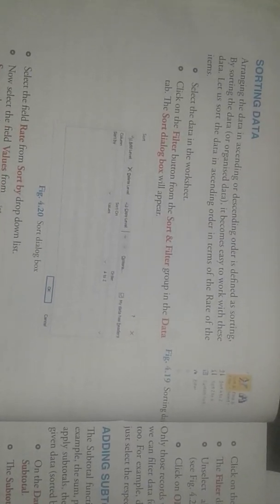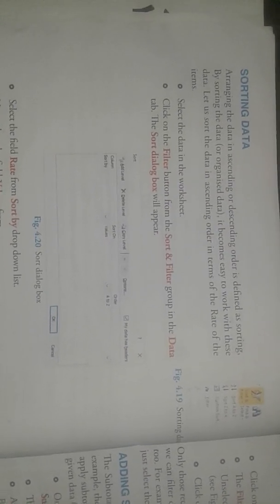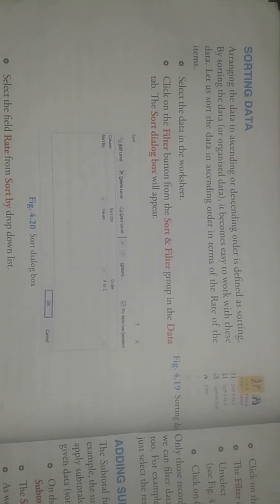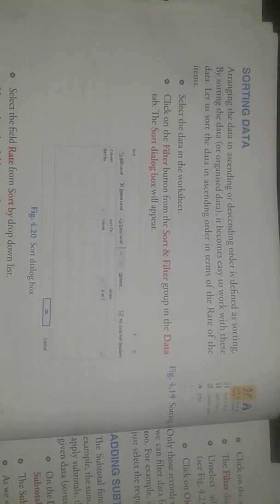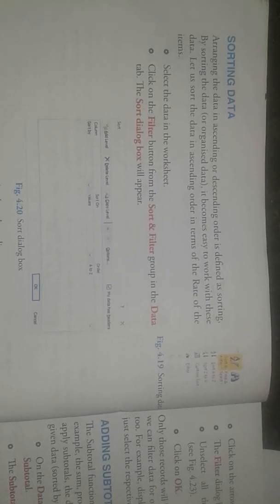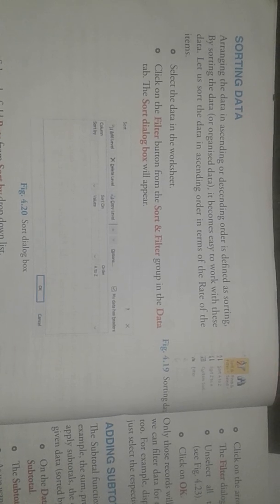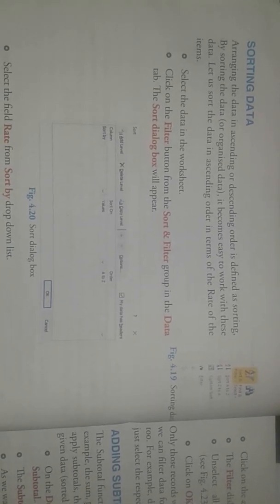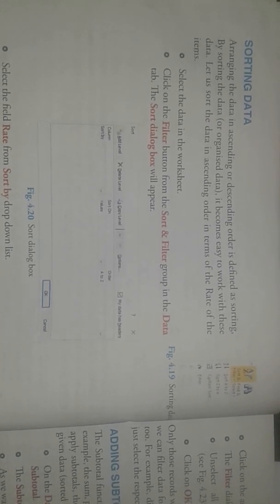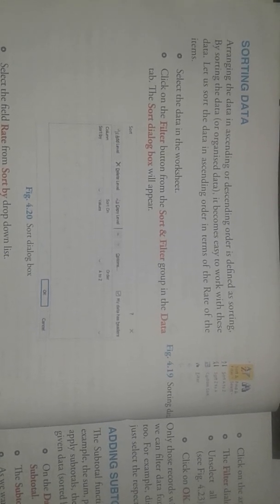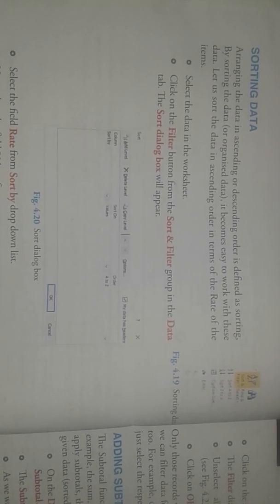So now moving forward, sorting data. All of you know very well what sorting data means. It means arranging the data in ascending or descending order. Whenever we arrange the data in ascending or descending order, it is defined as sorting. By sorting the data, it becomes organized and easy to work with. Let us sort the data in ascending order in terms of the rate of the item.